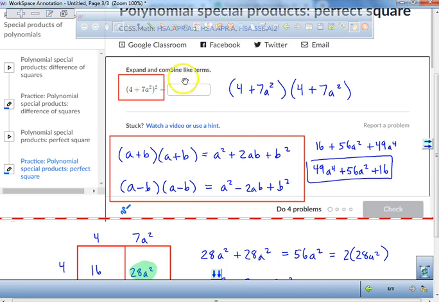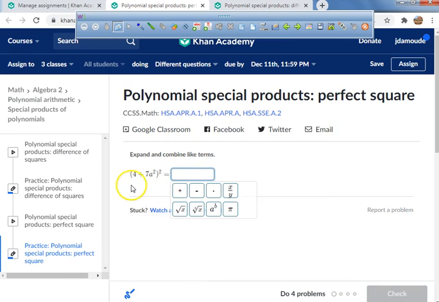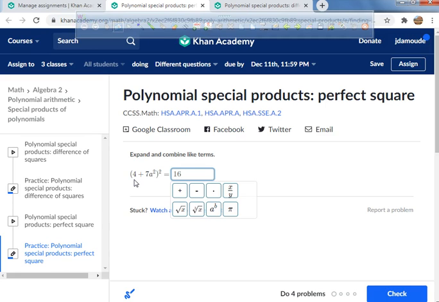So this is the answer, but I'm going to show you guys what I do when I'm doing it in my head. When I do it in my head, I take this and I square it. What's 4 times 4? 16. All right, I have a student here. I'm just going to tell him, just be quiet for the rest of this time, please. Thank you. Now, plus, what's 2 times 4 times 7? Well, 2 times 4 is 8, times 7 is 56. And then we have a squared.